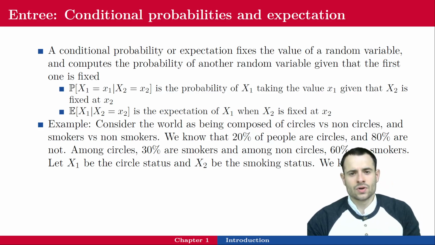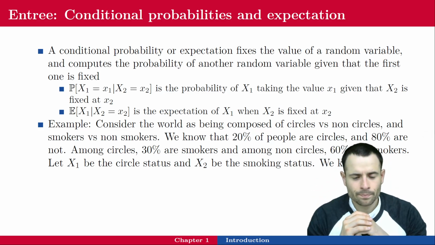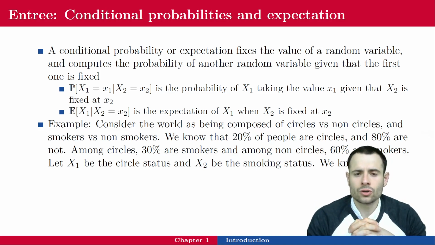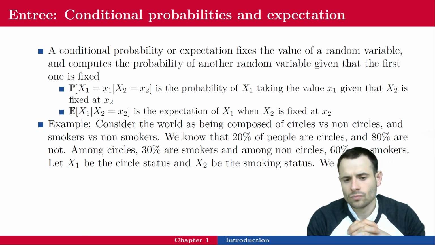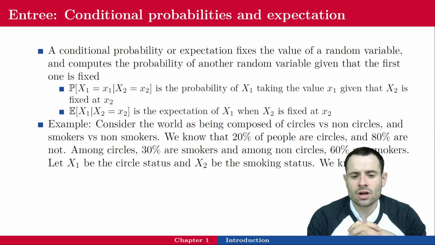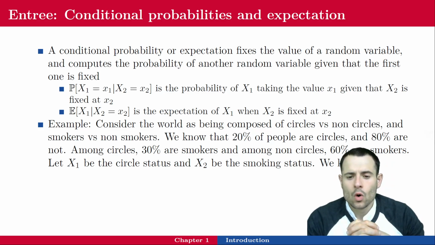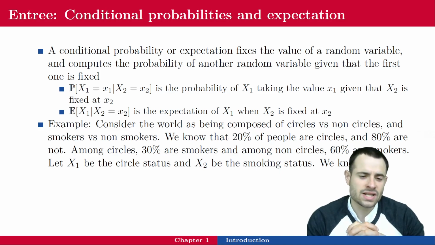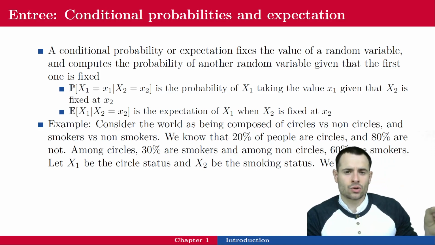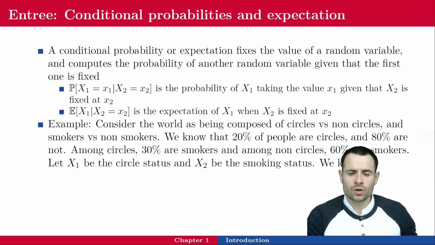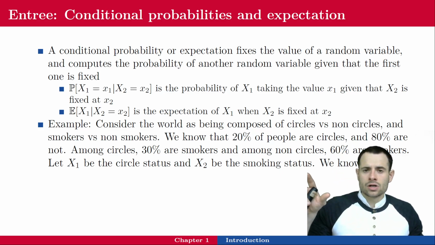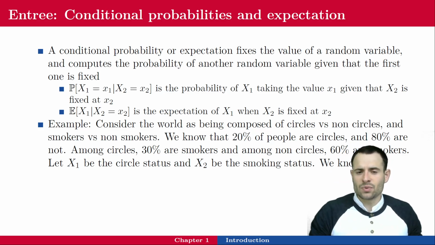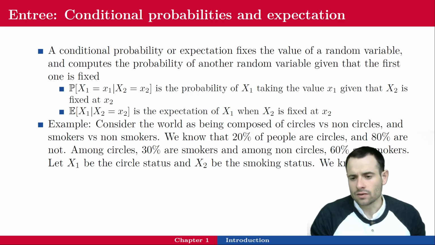Let me give you an example to get the idea in mind. Imagine that the world is being composed of circles and non-circles. And we also have smokers and non-smokers. Now, we know that 20% of people are circles and 80% of people are not circles. Then what we know is that among the circles, if I only look at circles, 30% of them are smokers, so 70% of them will be non-smokers. And among the non-circles, 60% of them are smokers, 40% are not.